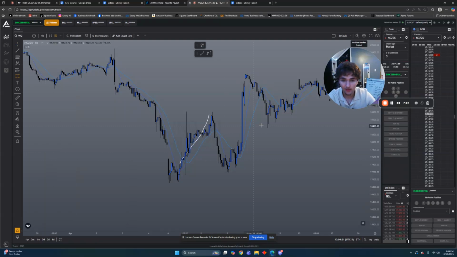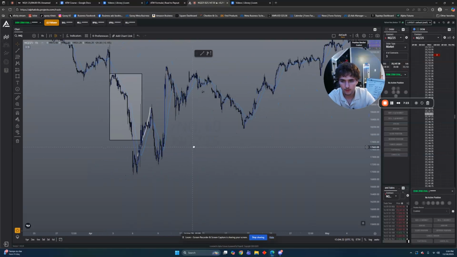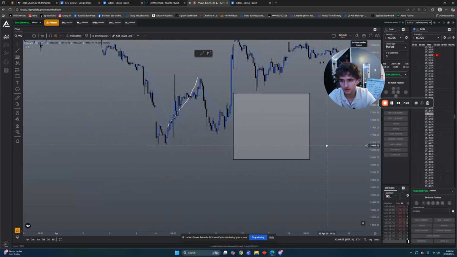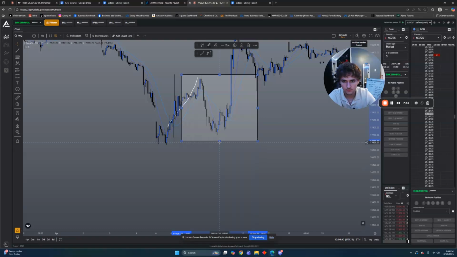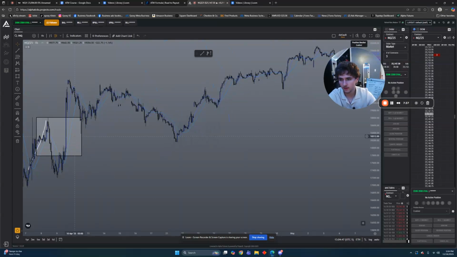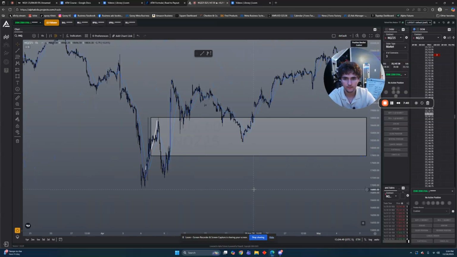Let's get a rectangle. So our breaker block is this high. We'll go here. This is the move before, and actually, if you want to do this, let's do it on the retracement. Now let's see how price reacts off of it.